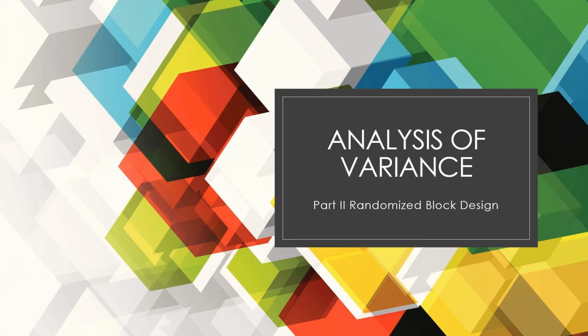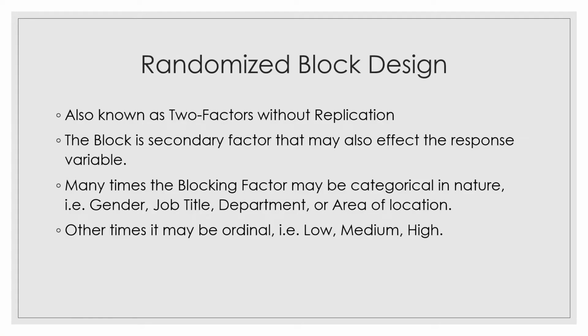This will be part 2 of Chapter 9, Analysis of Variance. Once again, our idea here is to compare more than two means. So let's get started with a randomized block design. In randomized blocks, you'll have two factors without replication.